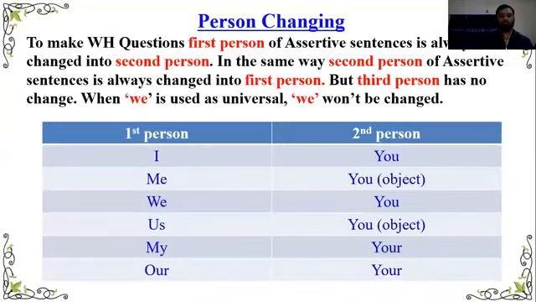And here you see some persons of first persons and second persons. First person I will be changed into you, me to you, we to you, us to you, my to your, and our to your. In the same way, if you see a second person in the sentence, then you will change it into first person to make WH questions. You may take a screenshot also. It will be helpful for you.